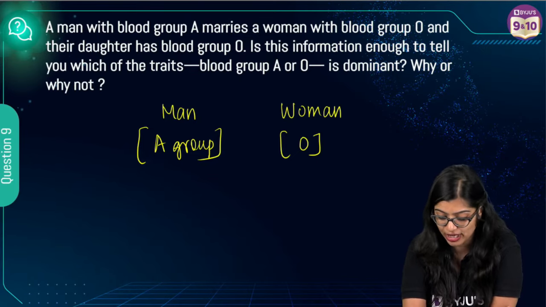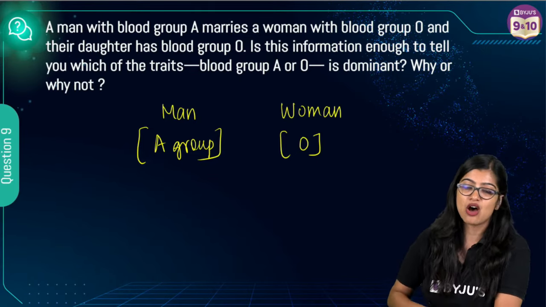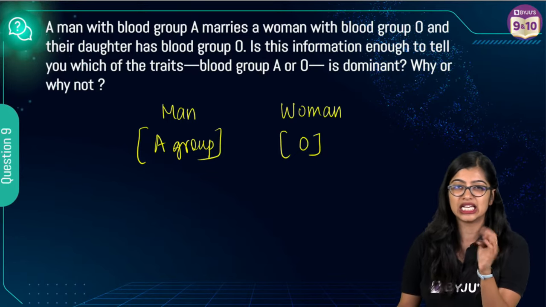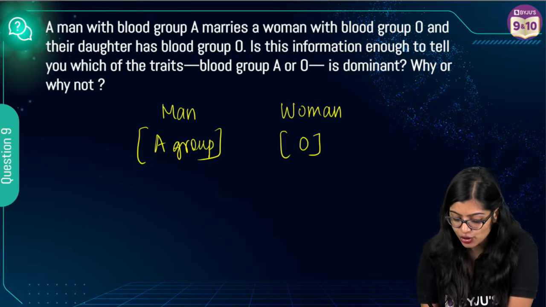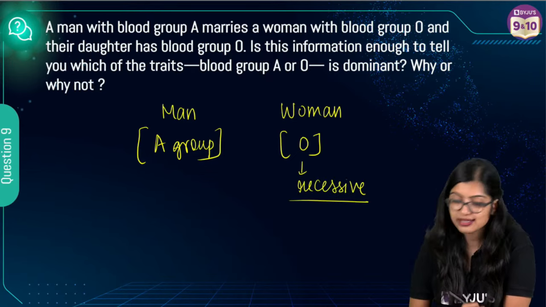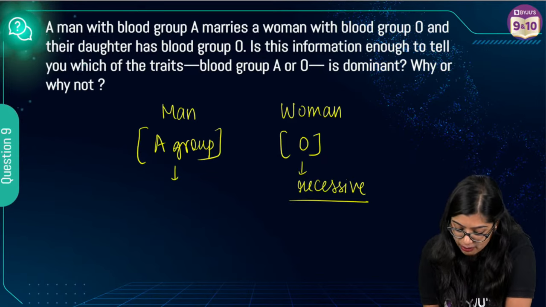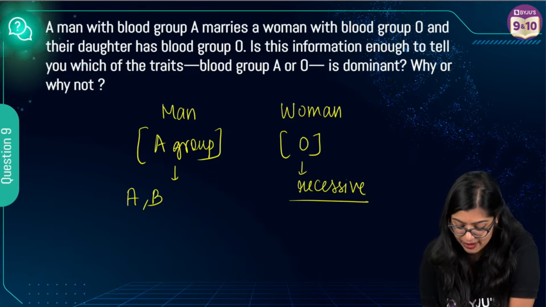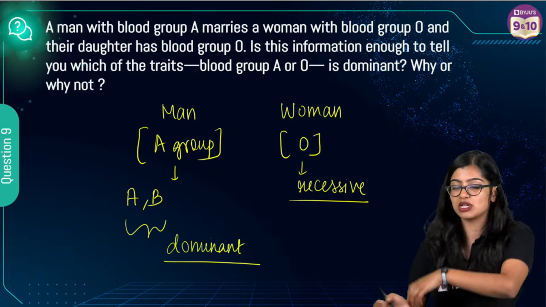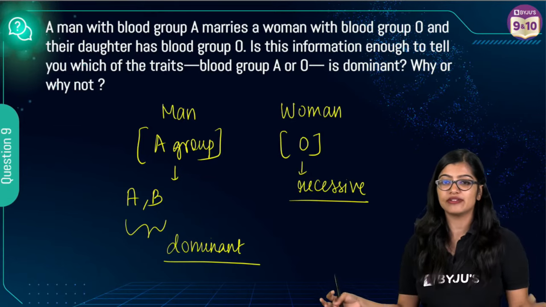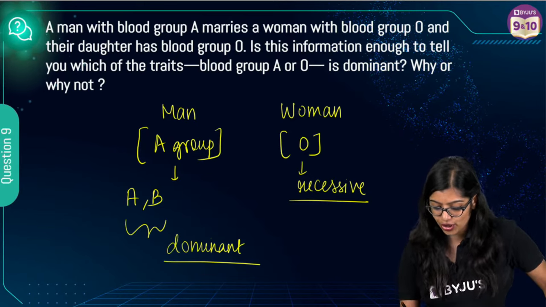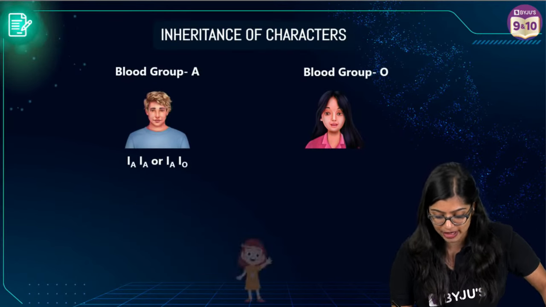Ma'am, I skipped this question. I know. Okay, so now for this, you need to have a little bit of understanding of blood groups. O is a recessive group, while blood groups A and B are both dominant groups. And this comes in a whole different pool that you will learn later on, which is on codominance and all of that. You don't need to worry. O is not dominant, to your surprise.